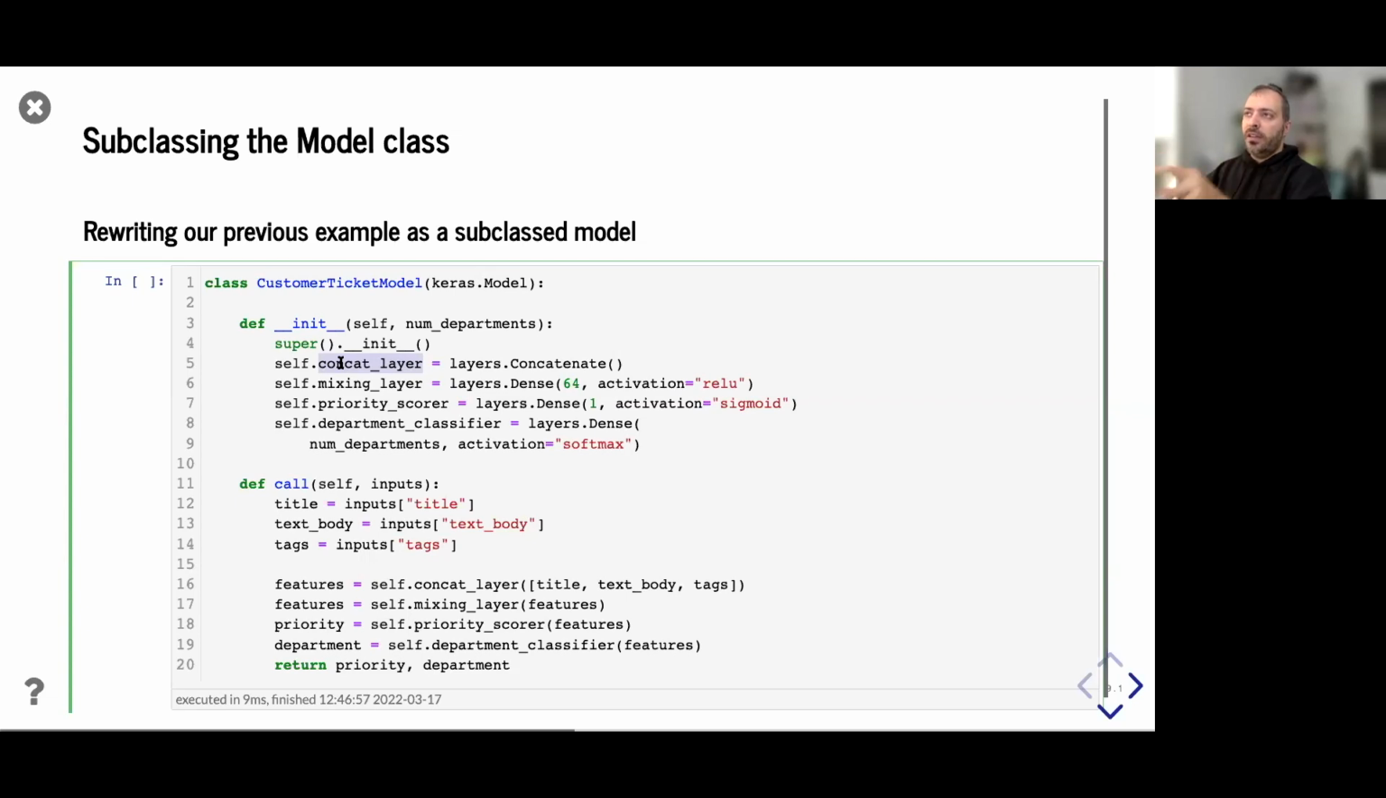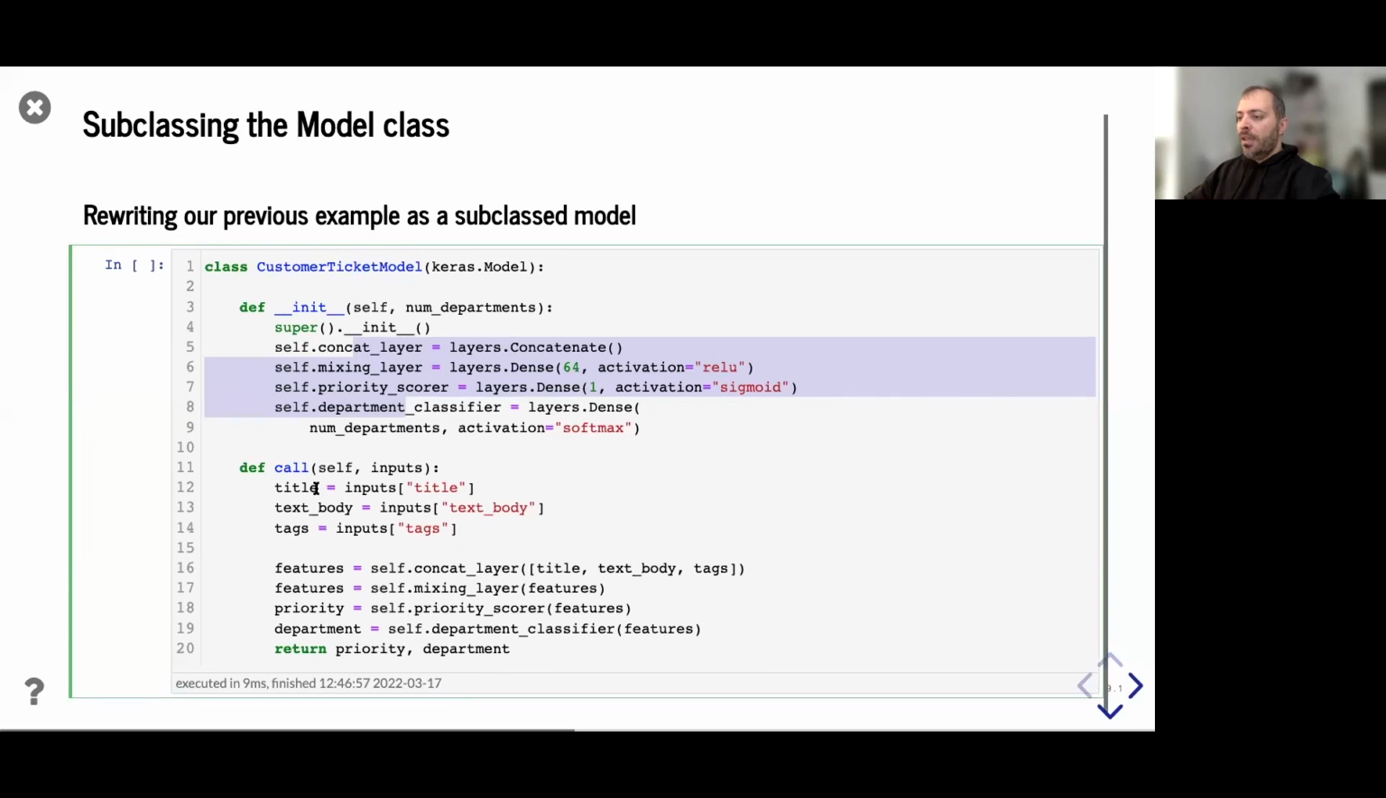You don't define the layers that are, for example, the input layers, because you don't use them here. You have to define the concatenate one, the dense one, and the second dense one, the output, for example, for the priority, and the output for the departments. So you define these ones. You don't have to pass any information regarding the input dimensionality here. So these layers now belong to the instance of this class. And you also have to write the call method.